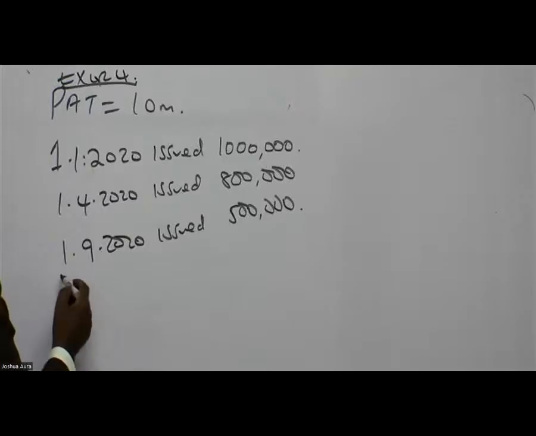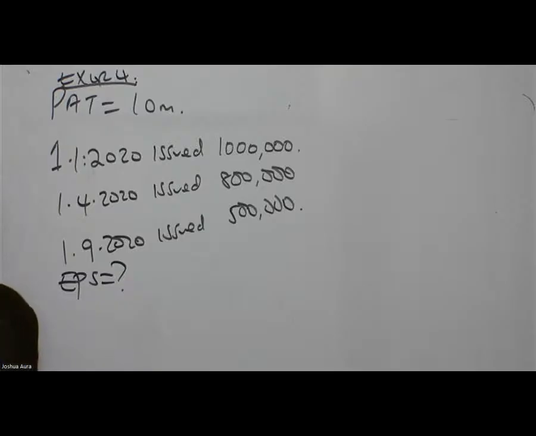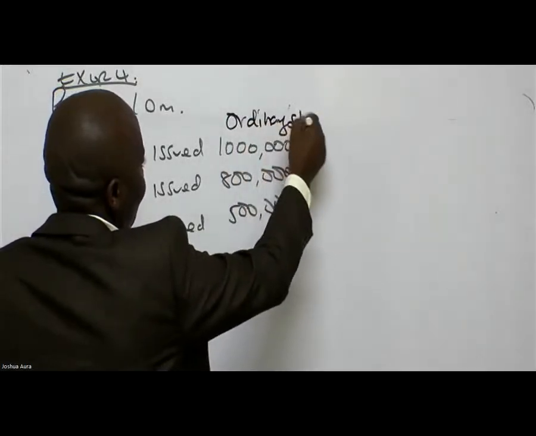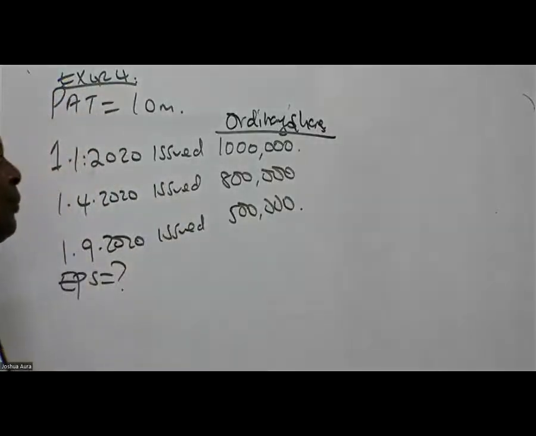So these guys here want you to do something very simple. They want you to calculate the earnings per share. So could you kindly help me out here? Calculate the earnings per share for us. You can see now here, issued 1 million shares. Remember, all these are ordinary shares that were issued on different dates.